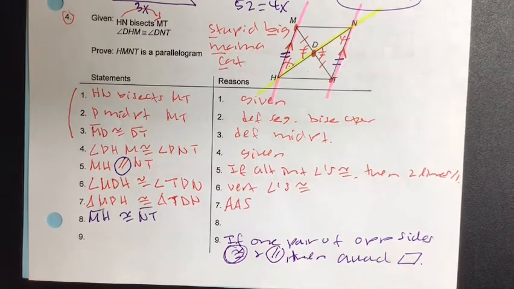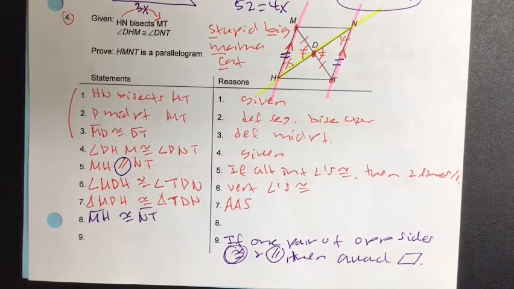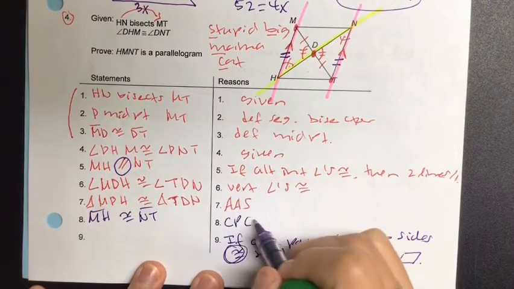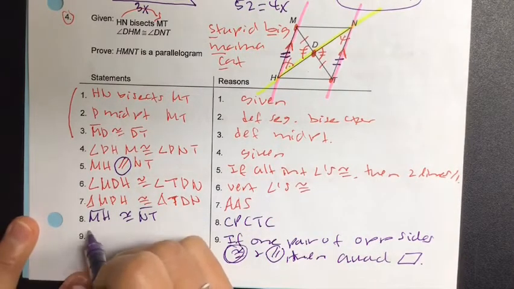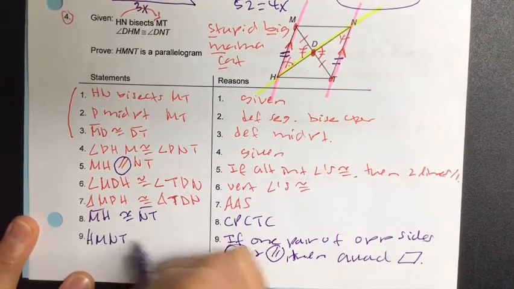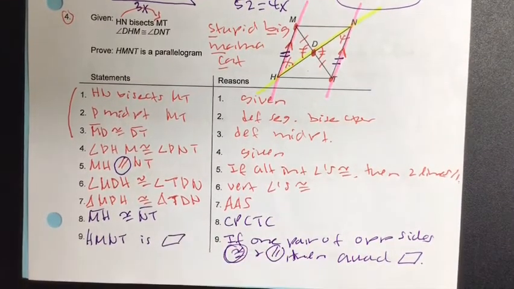What is the reasoning typically after the two triangles are congruent? CPCTC. Corresponding parts of congruent triangles are congruent. Then I know HMNT is a parallelogram. Very much. Let's go to number 9.